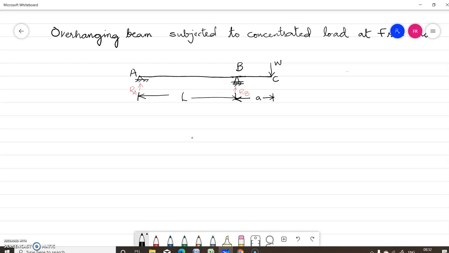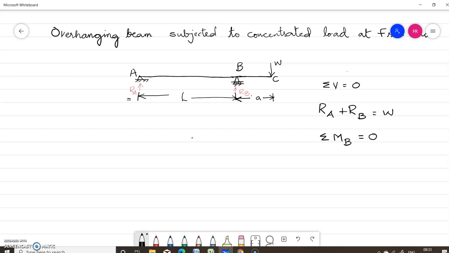So first thing here we have to do is find out the support reactions. Let the support reaction at A be Ra and at B be Rb. Now let us use the equation of equilibrium, sigma V equal to 0. When we use sigma V equal to 0, the unknowns are Ra plus Rb is equal to W. Now let us take moment of all the forces about B is equal to 0.